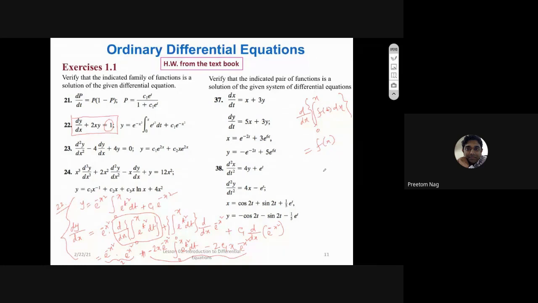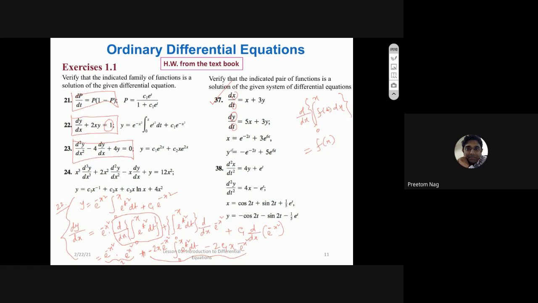So coming to one problem from here, let's say 37. If you look at this problem, in the previous problems there was one dependent variable and one independent variable, and that's why there was only one differential equation. But in 37 and 38, there is one independent variable, but there are two dependent variables. One independent but two dependent. So for this case, how can we solve this differential equation? I mean, sorry, how can we verify?